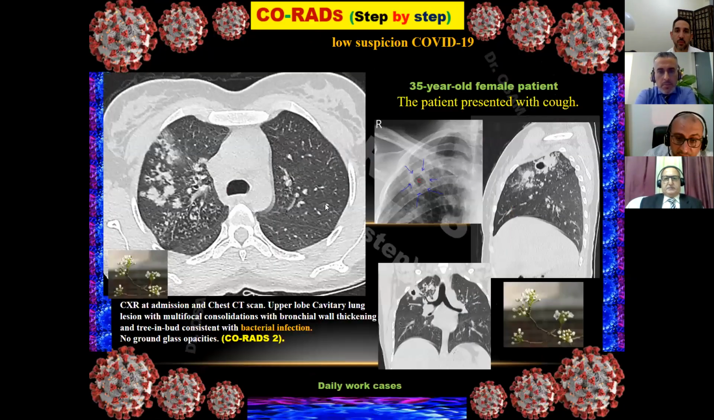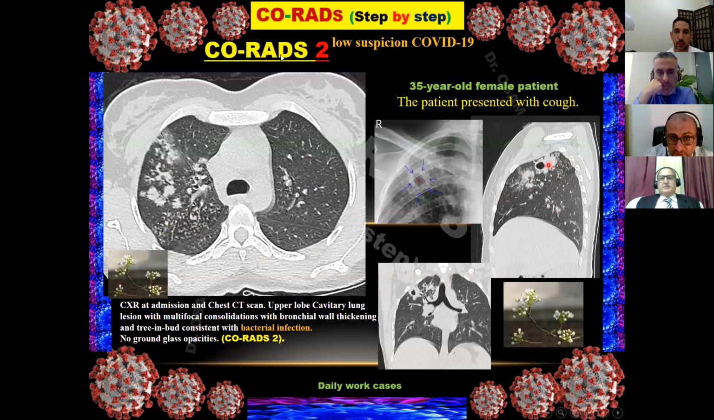Another case showing a cavity in the frontal chest radiograph at the right upper lung zone, which is also confirmed by coronal and sagittal format imaging. The presence of these tree-in-bud signs, which look like these pictures, and the cavity, as well as consolidation areas, makes the diagnosis of CO-RADS 2 very clear. CO-RADS 2 means low suspicion of COVID-19 diagnosis. What about the RT-PCR for that patient, a 35-year-old female who presented with cough only? The RT-PCR was negative, and the findings are clear for CO-RADS 2.